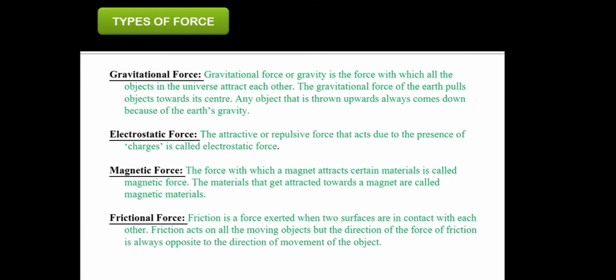Now electrostatic force: the attractive or repulsive force that acts due to the presence of charges is called electrostatic force.